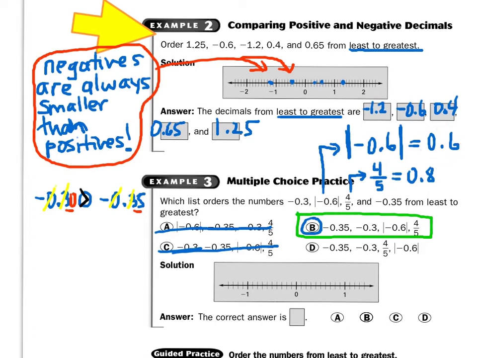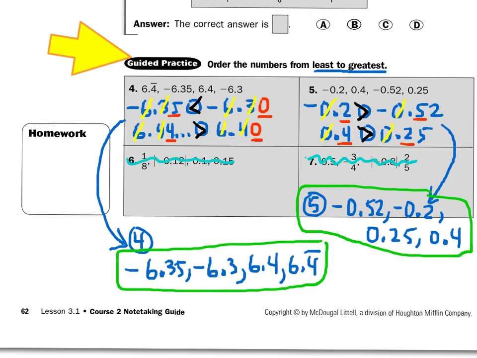Well, 0.6 is definitely smaller than 0.8. So now I know the order. It should be negative 0.35 and then negative 0.3 and then the absolute value of negative 0.6, that's positive 0.6, and then 4 over 5, that's 0.8. Okay, so I just picked a couple to talk about. We're going to order the numbers from least to greatest. So let's look at number 4 and number 5.